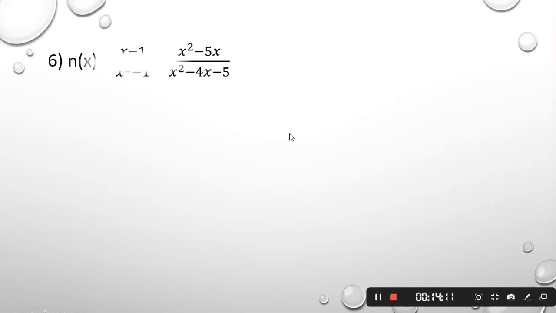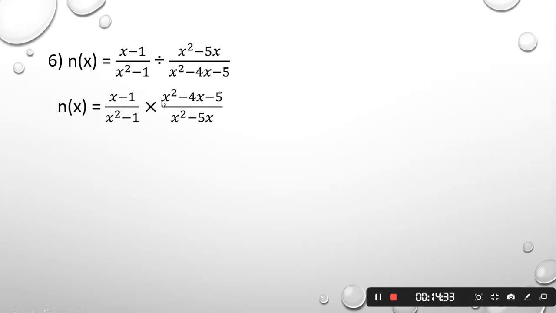Okay, exercise 6. n of x equals x minus 1 over x power 2 minus 1, divide x power 2 minus 5x over x power 2 minus 4x minus 5. First step, we have to change the division into multiplication. Keep the first, change the sign, and write the multiplicative inverse or flip the second. I will write x power 2 minus 4x minus 5 up and x power 2 minus 5x down. Then we will factorize as we usually do.